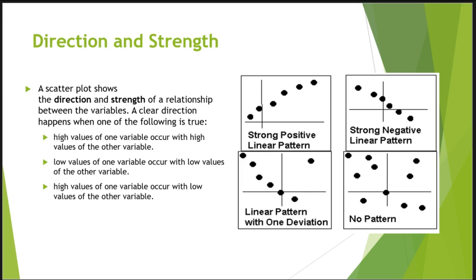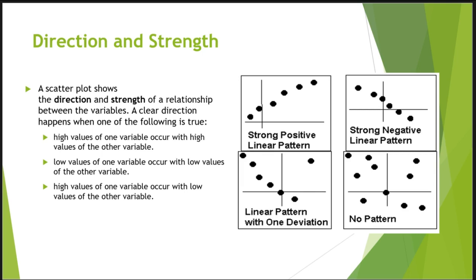A clear direction happens when one of the following is true. High values of one variable occur with high values of the other variable. Low values of one variable occur with low values of the other variable. High values of one variable occur with low values of another variable.